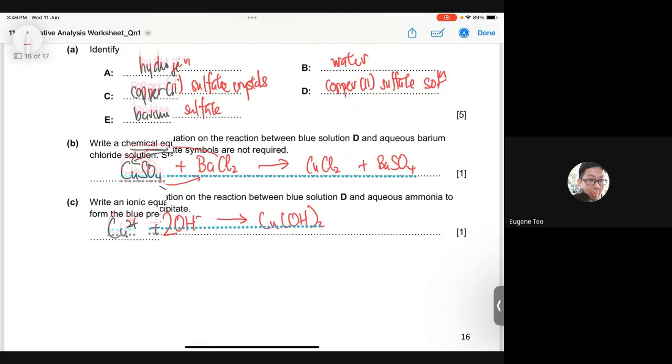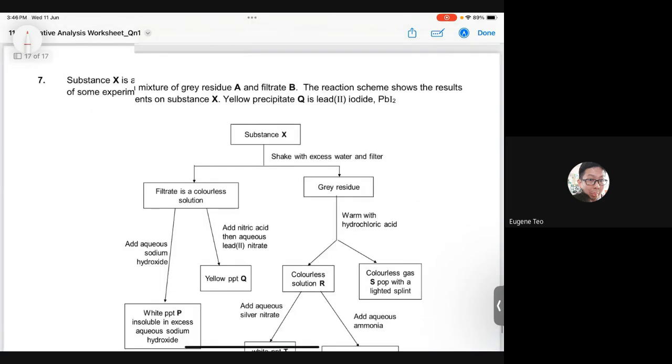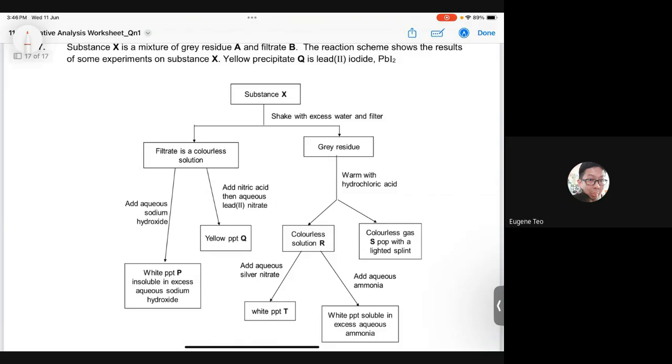Okay. Page 17, last one already. Okay, this is the final one. This is the most crazy one. Because you look at the flow of the whole thing, it's kind of complex. So this one is important. The more complex it is, the more important it is to read the particular question.